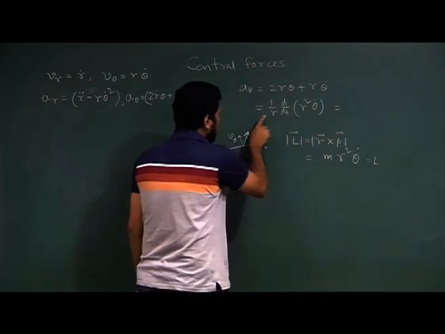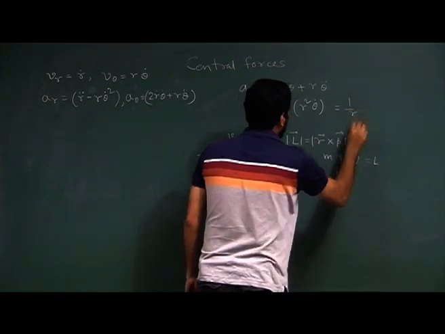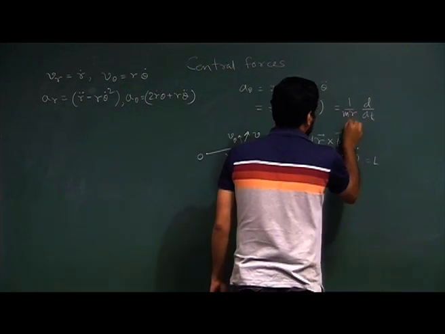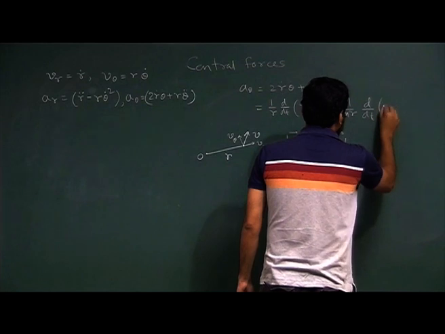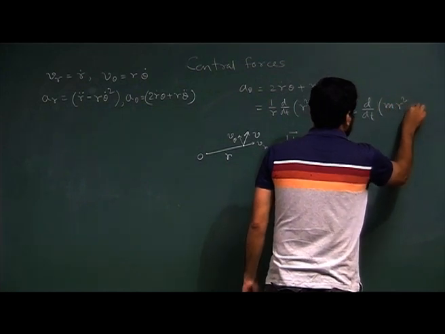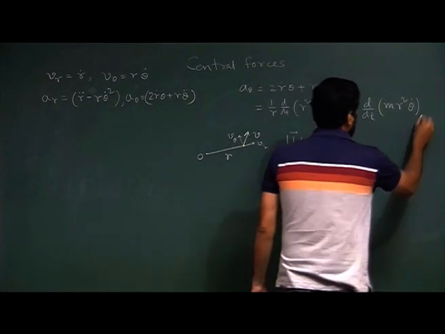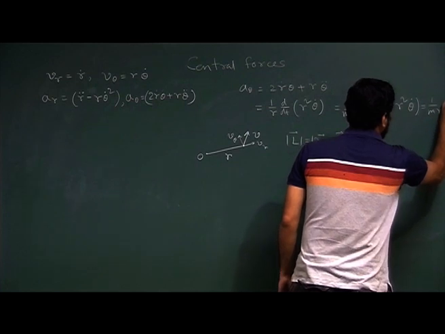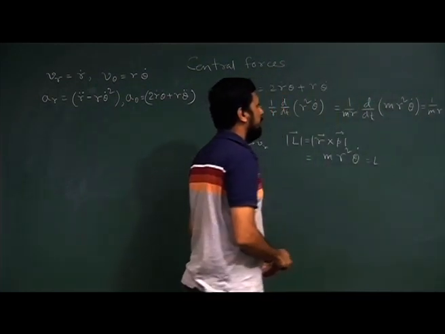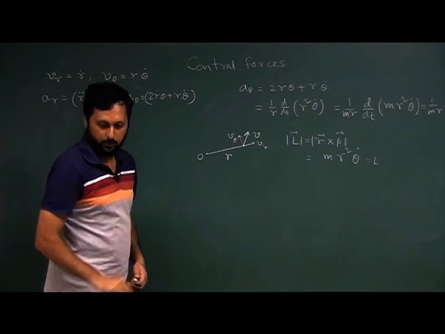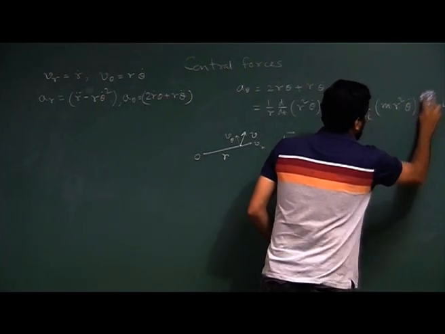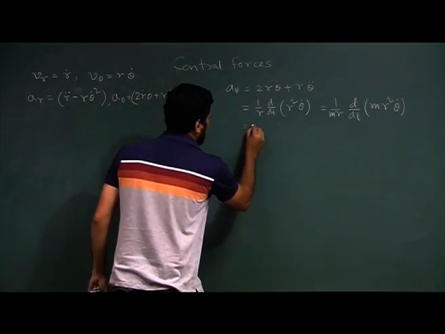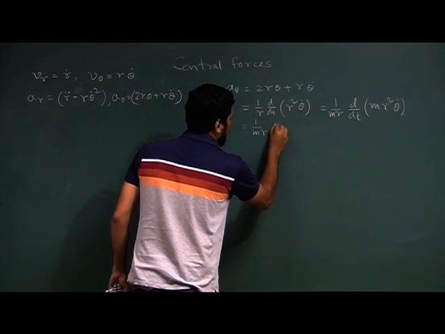So, this can be rewritten in terms of 1 by r d dt of, or we put an m here, m r square theta dot, which will be written as 1 by m r L dot. Oh, sorry, it is not visible in this. So, we will just write this as 1 by m r L dot.